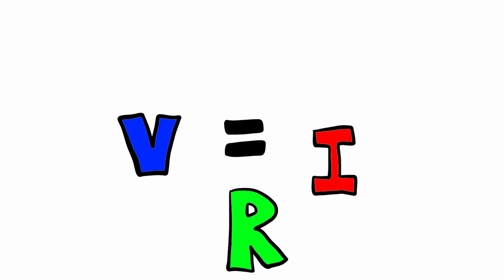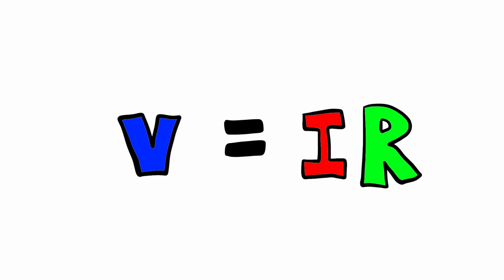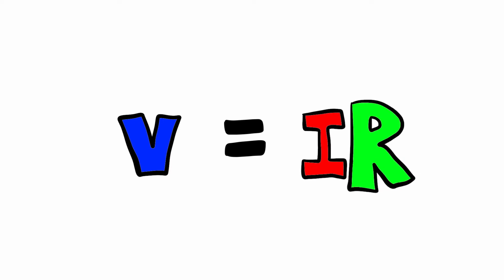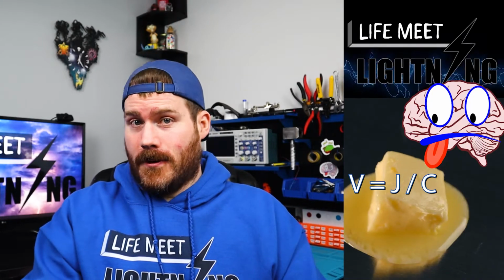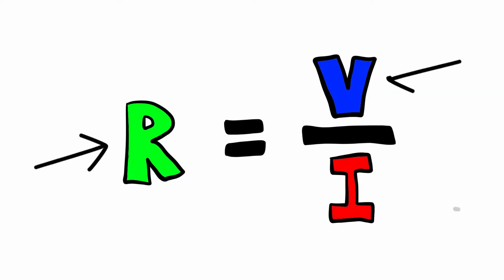Usually we don't write it like this though. We normally write it as voltage equals current times resistance. This is a little misleading though because it seems like we're defining voltage in terms of current and resistance, which isn't the case. Remember, we already defined voltage as joules per coulomb. Ohm's law is actually defining resistance in terms of voltage and current.